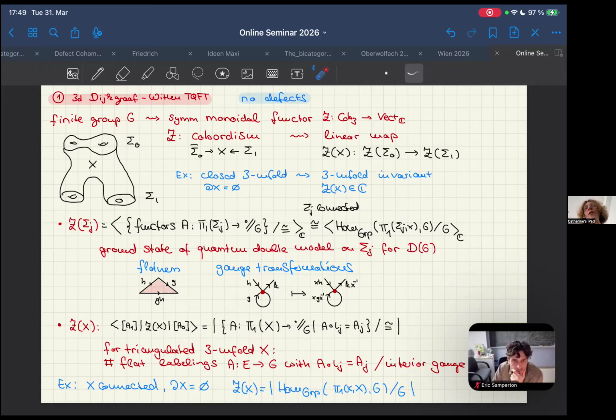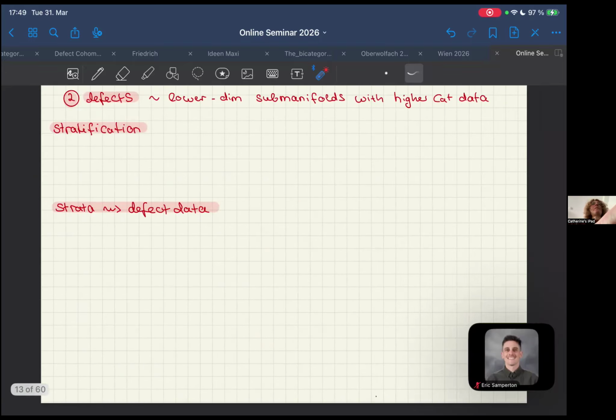Okay, if there are no further questions, I will go on. I'll talk a bit about defects and explain what one means by introducing defects into the picture. So essentially, as a slogan, one could say the defects are lower dimensional submanifolds that are decorated with higher categorical data.